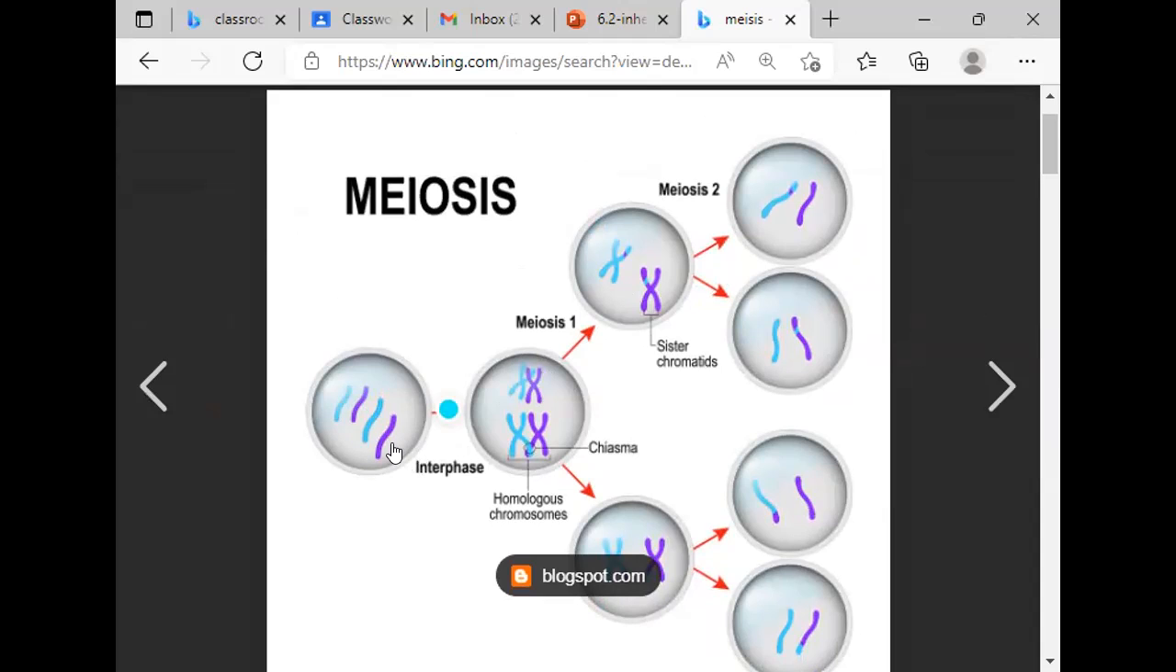How many chromosomes do you see here? Four. So by the time meiosis happens, how many chromosomes are you going to get in each daughter cell?